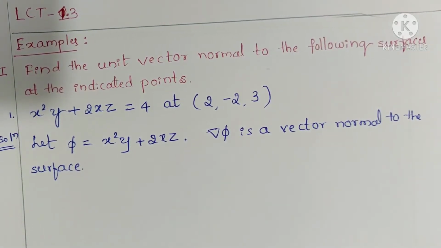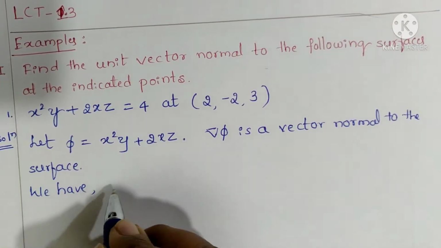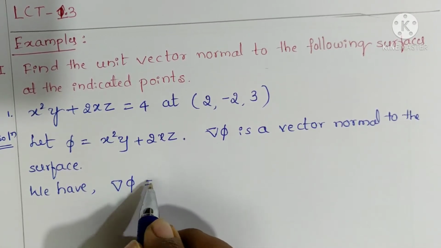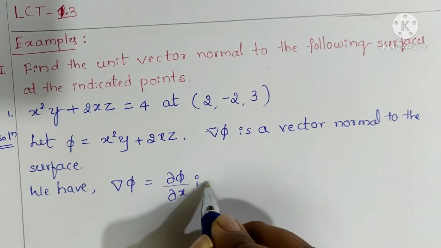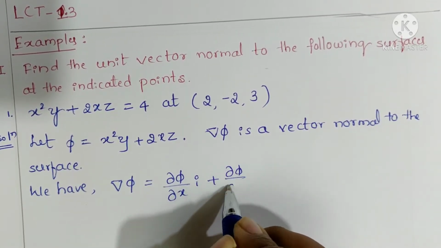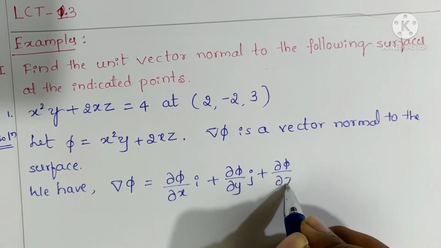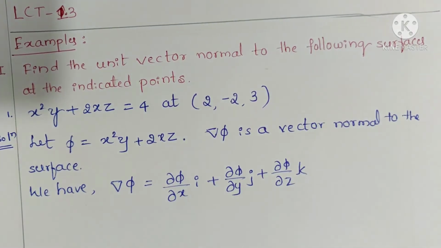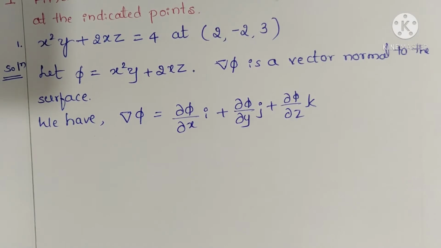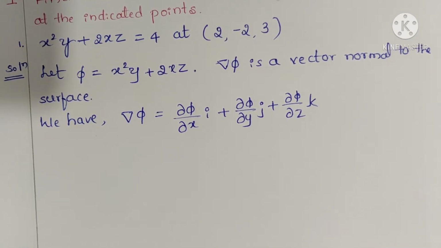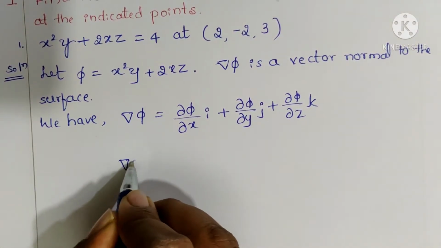So what is del phi now? We have del phi as dou phi by dou x into i plus dou phi by dou y into j plus dou phi by dou z into k. This is our del phi.